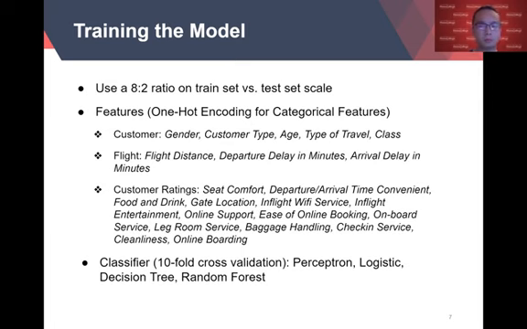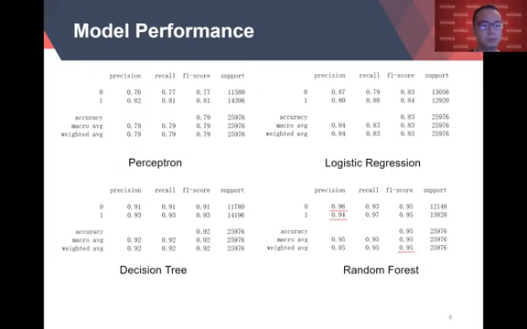The classifiers we choose to use here are the perceptron model, the logistic regression model, the decision tree model, and the random forest model. We use tenfold cross-validation to optimize the parameters. Here is the model performance for all 4 classifiers. We can see that from both the precision perspective and the F1 score perspective, the random forest classifier is always the best choice for us on this data set.